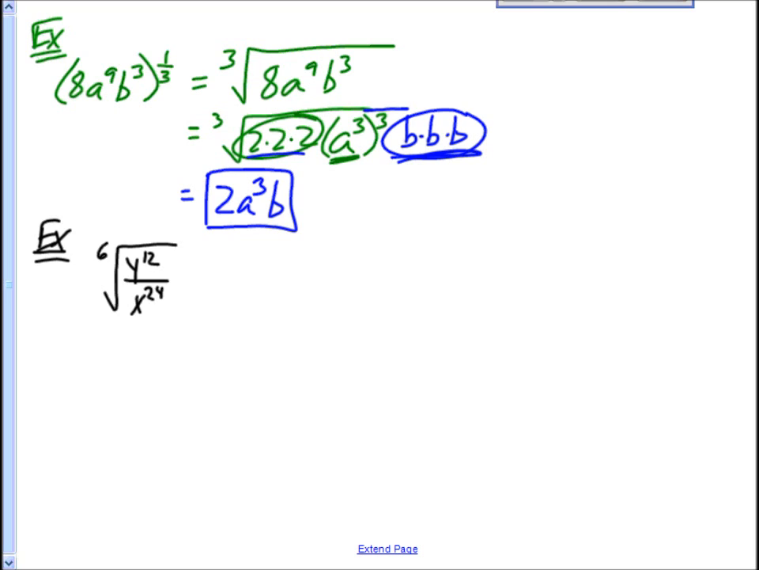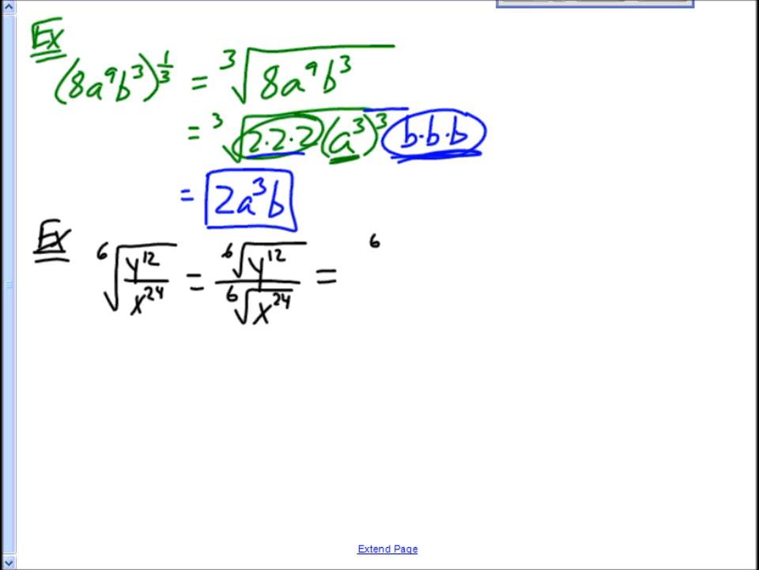All right, 6th root of y to the 12th over x to the 24th. Let me just split this up since those are different variables here. So I have the 6th root of y to the 12th, and the 6th root of x to the 24th. If I write out 12 y's, I'm looking for 6 of a kind. I circle 6 y's, which means I'll take one y out, and then I'll circle another 6 y's, which means I'll take two y's out. So I'm left with y squared.